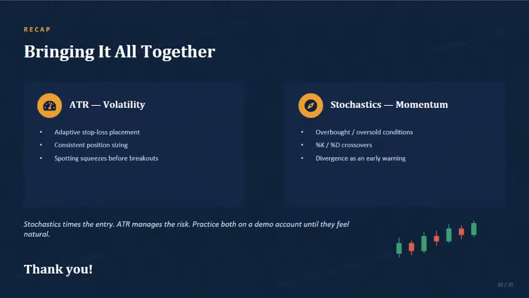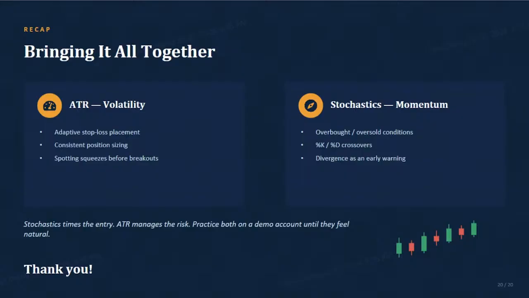Let's bring it all together. ATR measures volatility, how much an asset typically moves, and we used it for 3 things: setting stops that adapt to each asset's natural noise, sizing positions so our risk stays consistent, and spotting quiet periods that often come before bigger moves. Stochastics measures momentum, where price is closing relative to its recent range, and we used it to read overbought and oversold conditions, spot crossovers, and recognize divergence as an early warning sign.